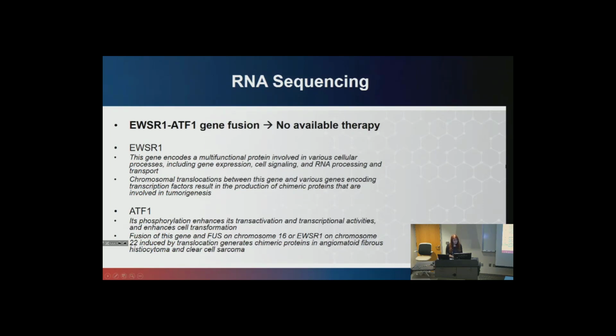Chromosomal translocations between this gene and various genes encoding transcription factors result in the production of chimeric proteins that are involved in tumorigenesis. Now the other gene, ATF1, the phosphorylation of this gene enhances its transactivation and transcriptional activities and enhances cell transformation. Fusion of this gene and FUS on chromosome 16 or EWSR1 on chromosome 22, like we see in our patient, induced by translocation generates chimeric proteins in angiomatoid fibrous histiocytoma and clear cell sarcoma. So both of these genes pretty much promote tumorigenesis, if you have to summarize this.